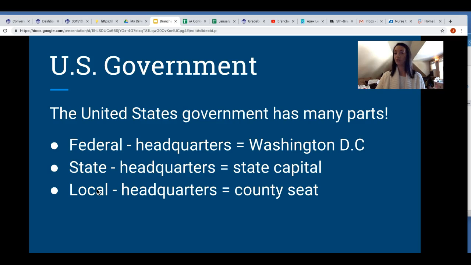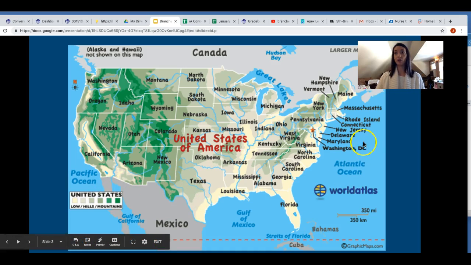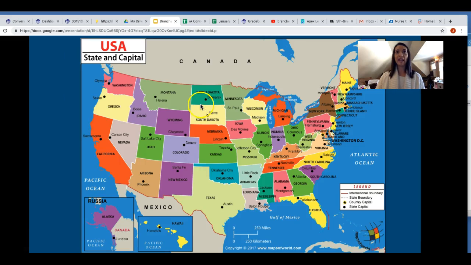I'm going to go to the next page, which is just a map. Okay, so I chose this map to show you. Here is Washington, D.C. So this is where our federal government is located, the headquarters, okay? And then, of course, these are all of our states, minus Alaska and Hawaii, because they're not on this map. And then our next map does show Alaska and Hawaii, so with all 50 states, okay? And this one I chose for us because it shows the state capitals. So here's Olympia, the state capital of Washington.